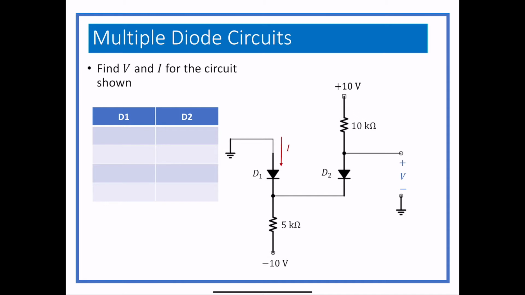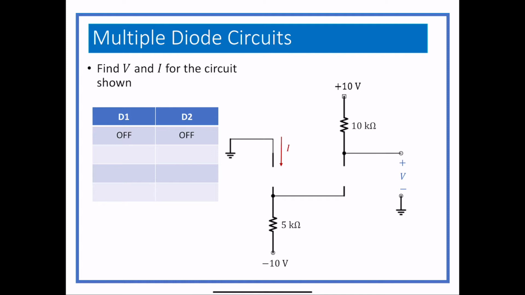And basically, for this example, I'm just going to assume that I don't know anything about diodes and just make guesses. So the first guess I'm going to make is that both of the diodes are off. That's going to be my first guess. If they're both off, that means they're both open circuits. And that really doesn't work.